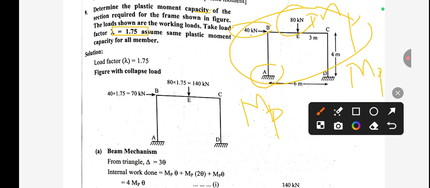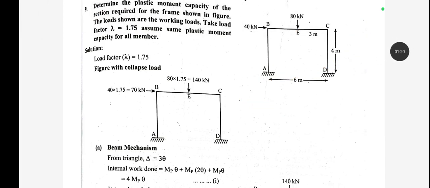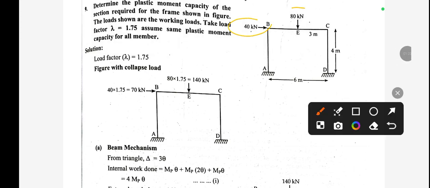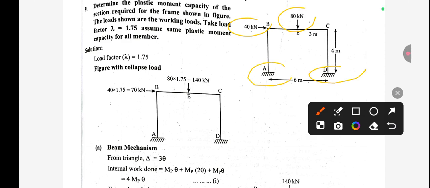Now, first analyze the question. In this question you can see we have two different loads. The first one is 40 kN, the second one is 80 kN. And these two supports, A and D, are fixed supports.